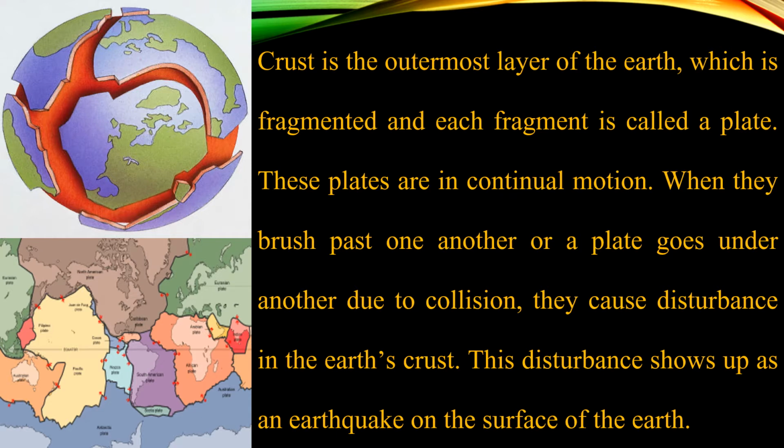When they brush past one another, or a plate goes under another due to collision, they cause disturbance in the earth's crust. This disturbance shows up as an earthquake on the surface of the earth. This movement of the plates also results in volcanic eruptions, mountain formations, etc. The Himalayas are believed to have been formed by the collision of two continental plates, the Eurasian plate and the Indian plate.